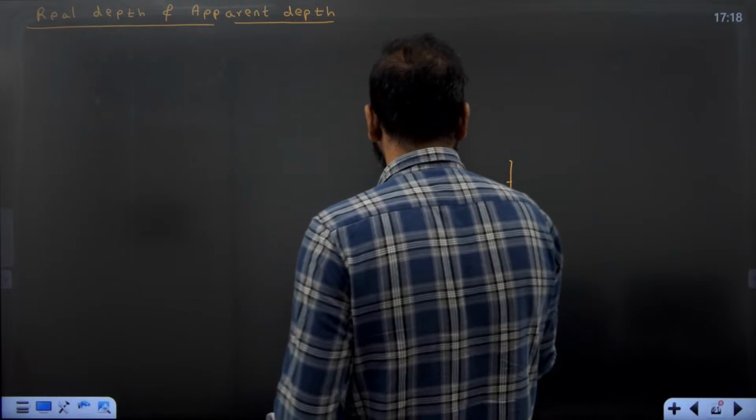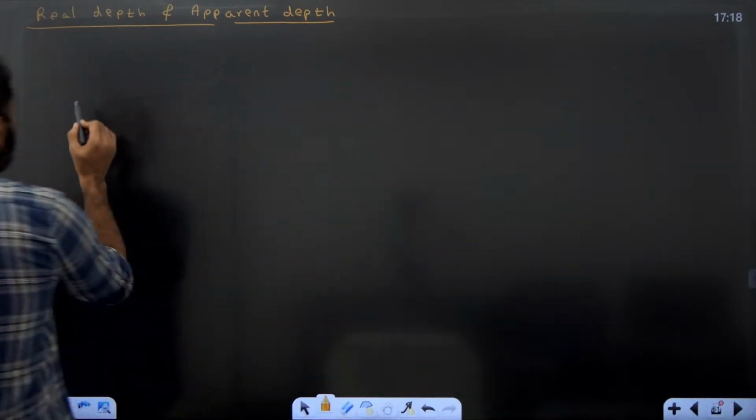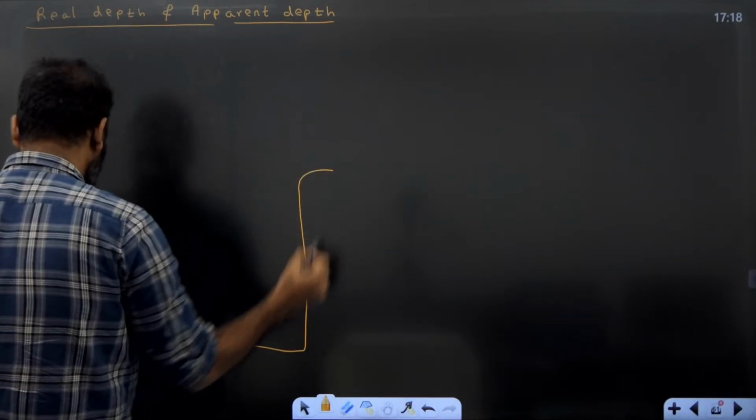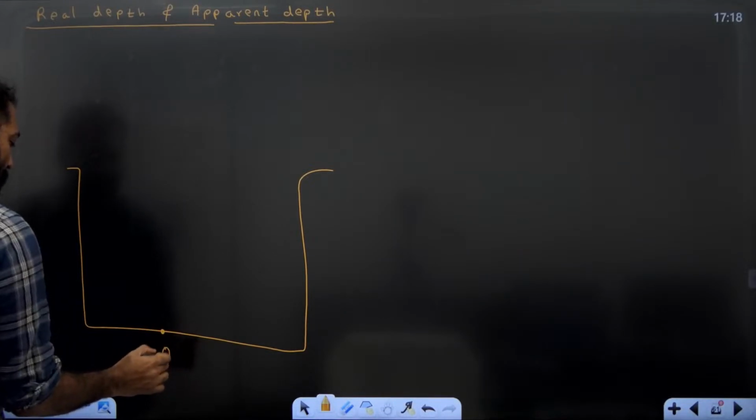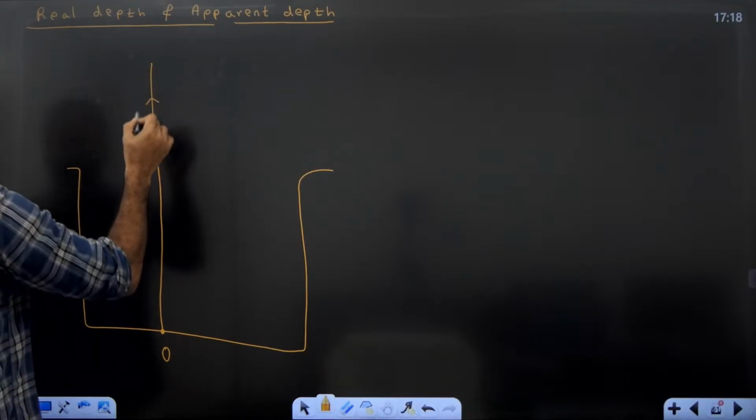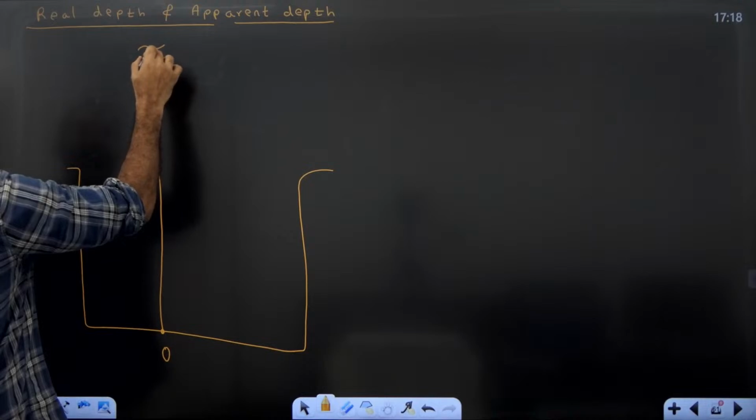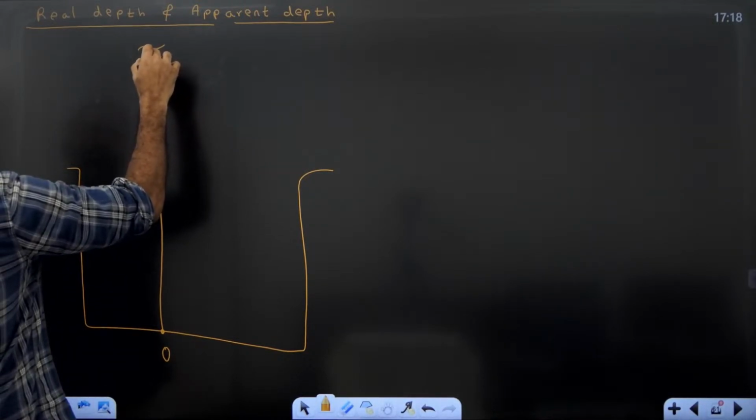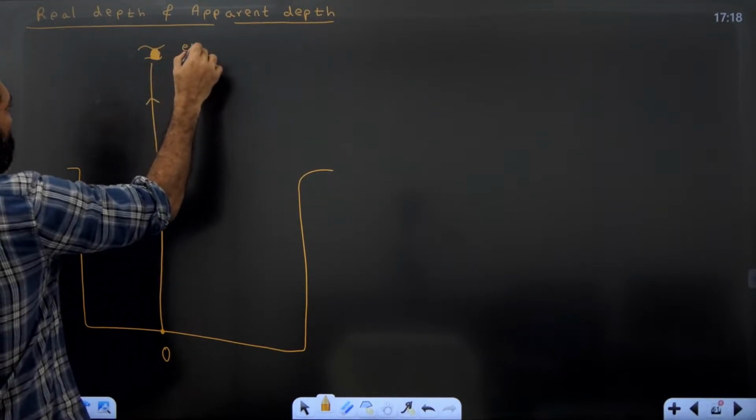Real depth, apparent depth. That is our topic. Let's see. There is a point object O. One is a straight line, and here is the eye, I.